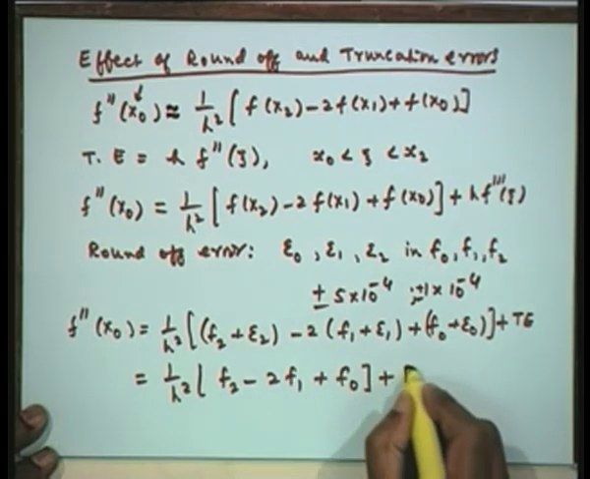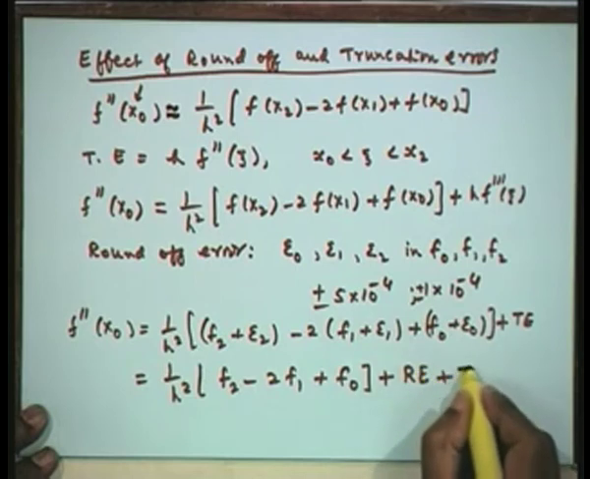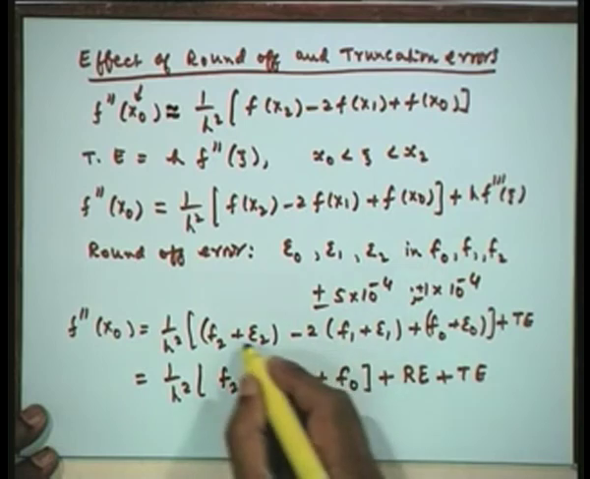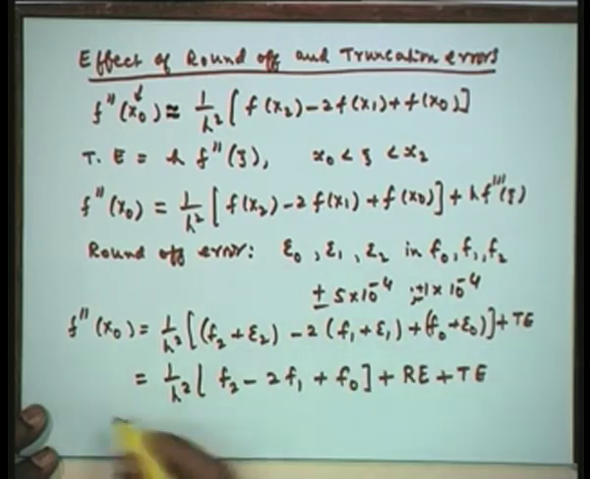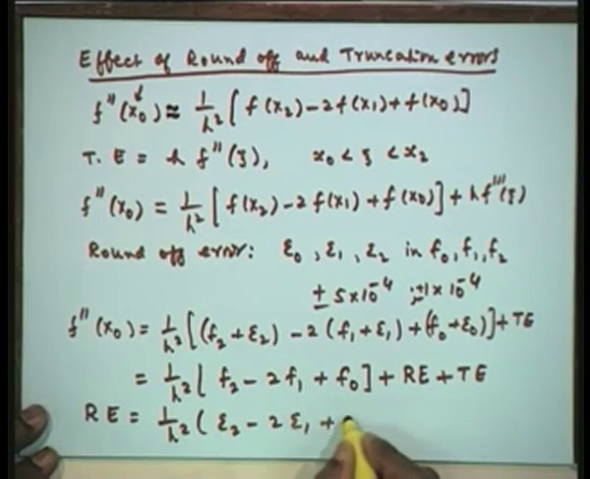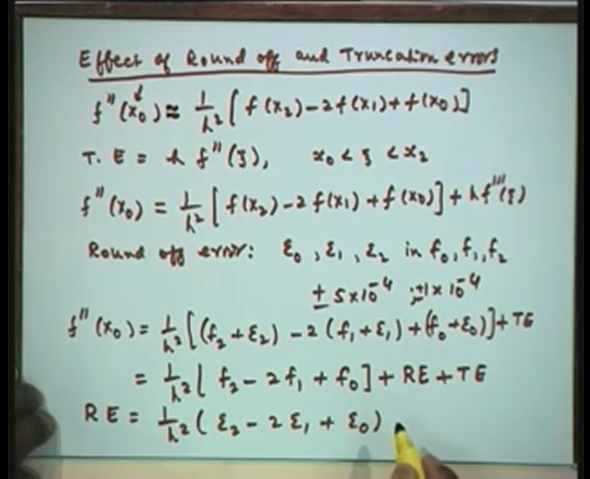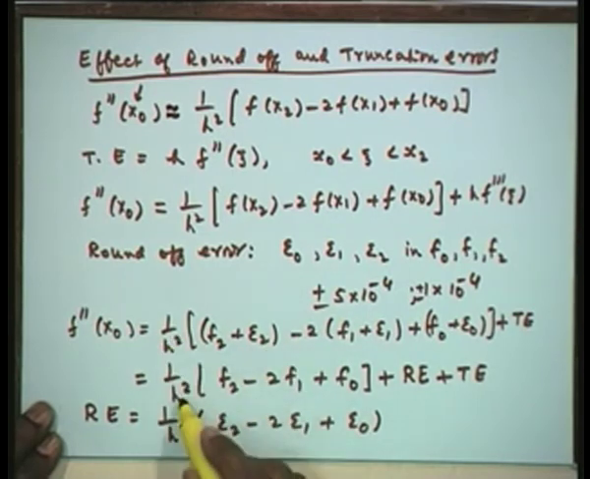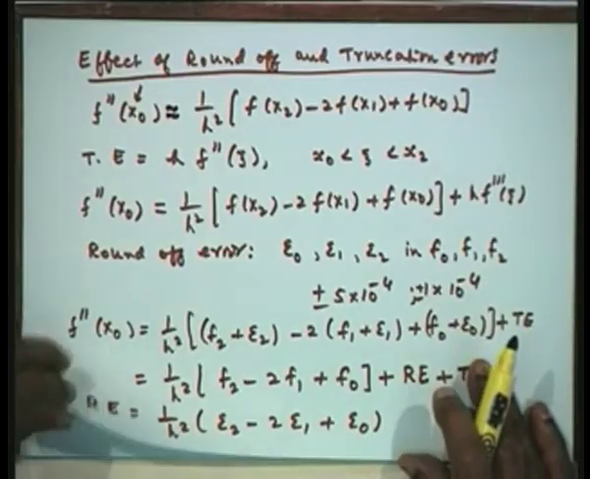Now, I will write this as round off error plus truncation error, where the round off error is whatever corresponds to round off. That means, the round off error is 1 upon h square (epsilon 2 minus twice epsilon 1 plus epsilon 0). So, I collected the terms from here, 1 upon h square (epsilon 2 minus 2 epsilon 1 plus epsilon 0), and the truncation error is what we have here.